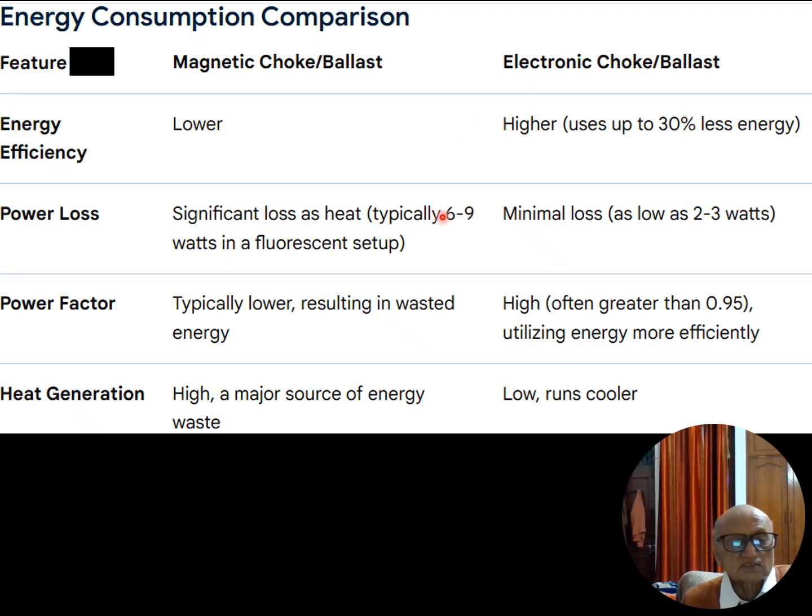say 6 to 9 watts, or 2 to 3 watts in LED, goes as heat absorbed by the air conditioning system, so it increases the air conditioning load.